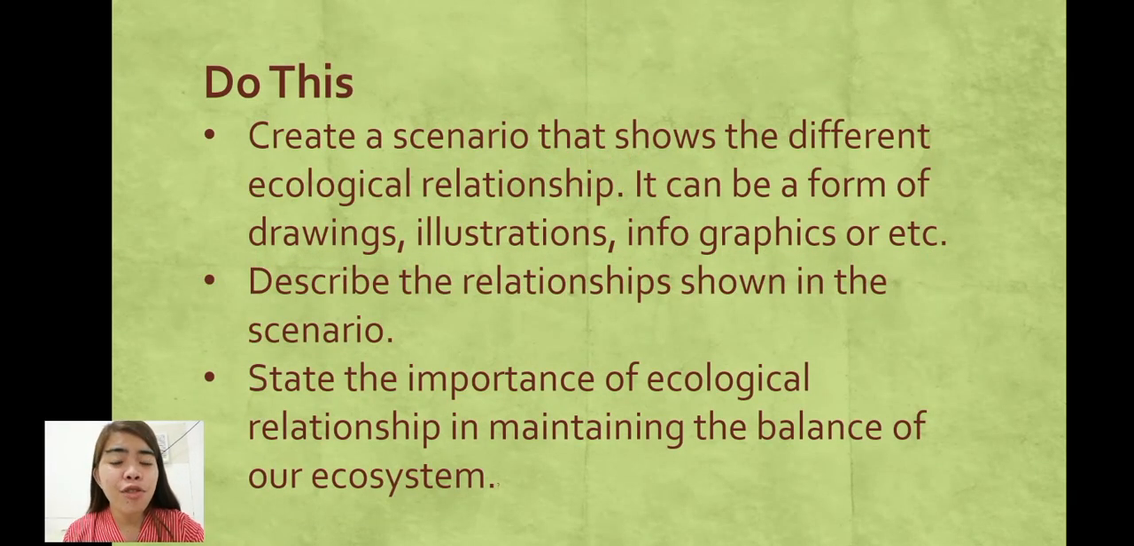Okay, so you need to do this one. First, create a scenario that shows the different ecological relationships. It can be in the form of drawings, illustrations, infographics, etc. Then after having your scenario, describe the relationship shown in it, whether it is mutualism, commensalism, parasitism, and so on. Then, state the importance of ecological relationships in maintaining the balance of our ecosystem. After you conduct this, we will have an assessment. When you are done, proceed to our assessment, which is an identification type of test.